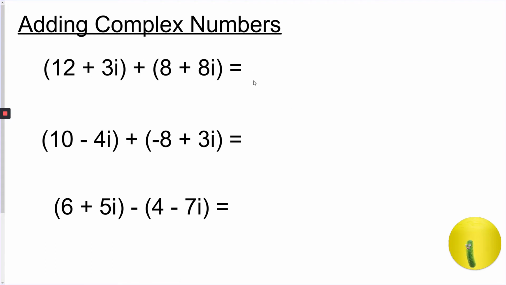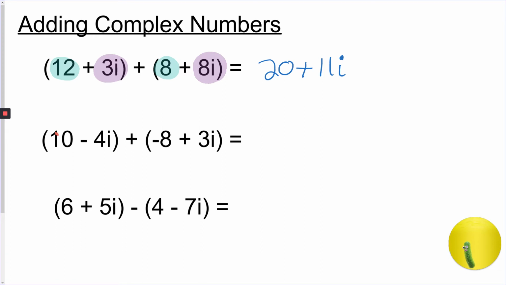So if we want to add complex numbers, it's not too bad. What we're looking at is taking the real parts and putting them together, and then we can take the complex part, or the imaginary part, and we put them together. So when we do the real part, 12 and 8 will give us 20. When we do the imaginary parts, we get 11i. These can't go together. This is not like terms. Real and imaginary, the two pieces of the complex number.